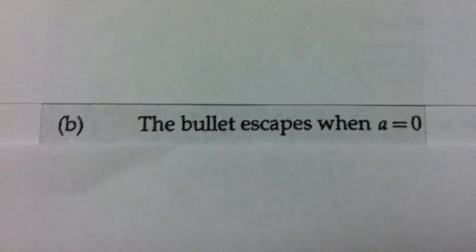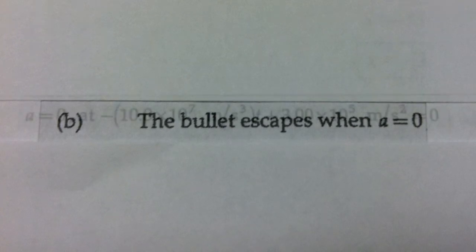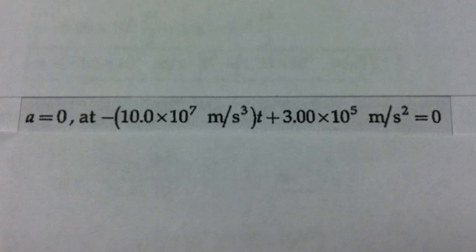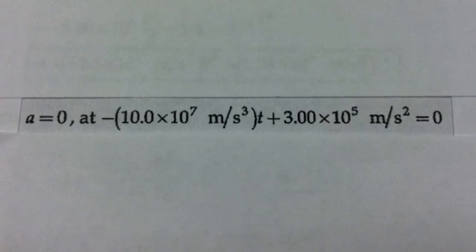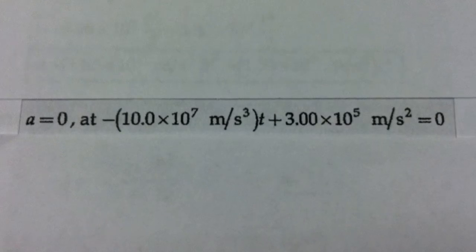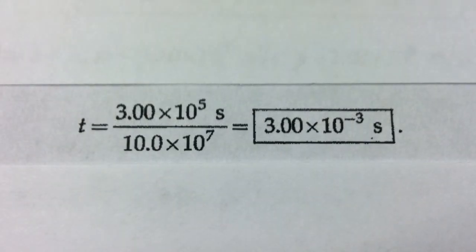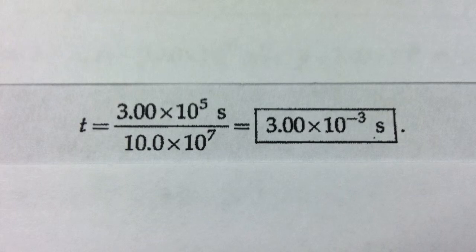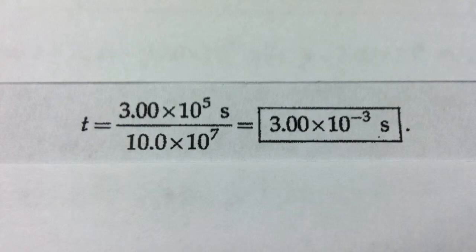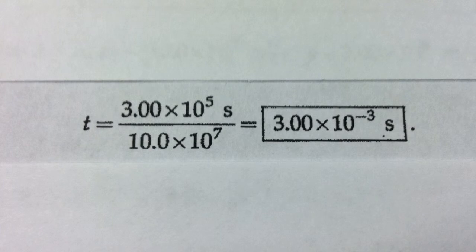For B, we are given that the bullet escapes when acceleration equals 0. When acceleration equals 0 and you plug it into the acceleration equation, it should look just like this on the right. When you solve for time, you should get time equals 3.00 times 10 to the 5th seconds divided by 10.0 times 10 to the 7th. This should then equal 3.00 times 10 to the negative 3 seconds.